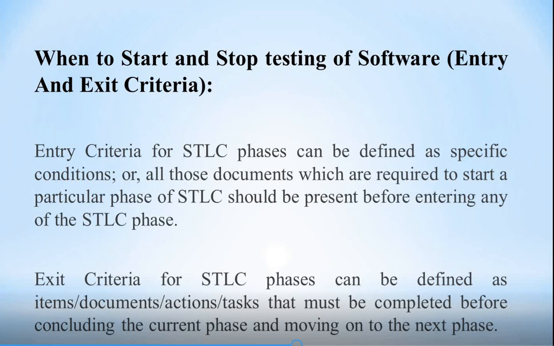Then exit criteria. Exit criteria for software testing lifecycle phase can be defined as items, documents, actions, tasks that must be completed before concluding the current phase and moving on to the next phase. Means exit criteria is nothing but the specific conditions through which we can end our previous phase of the software testing life cycle and we will start the next phase. In the next point we will discuss entry criteria and exit criteria in detail.